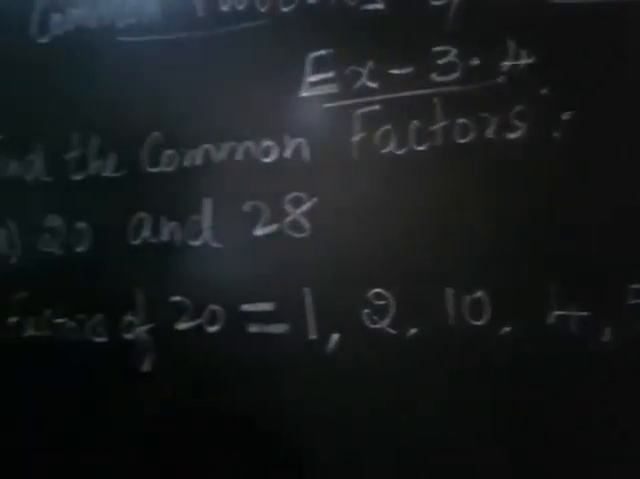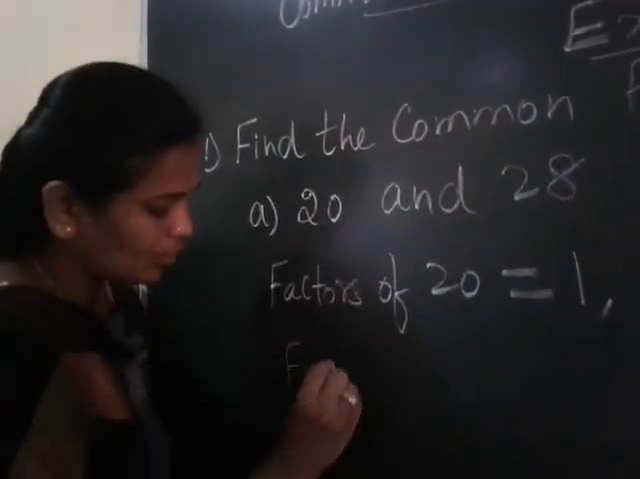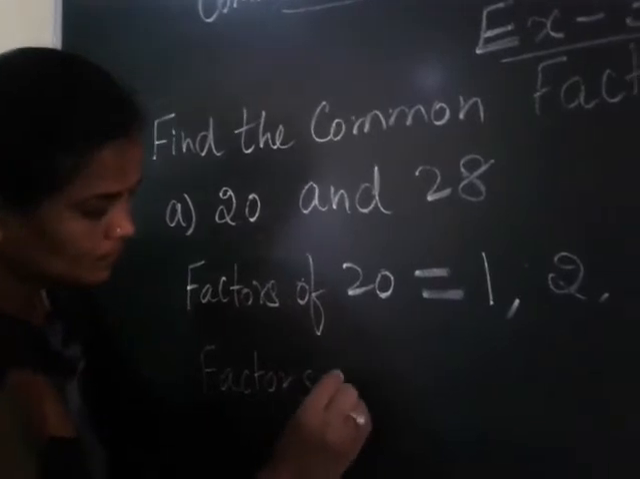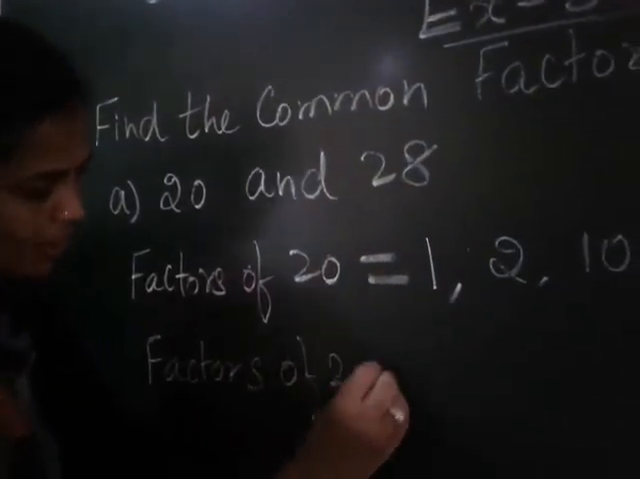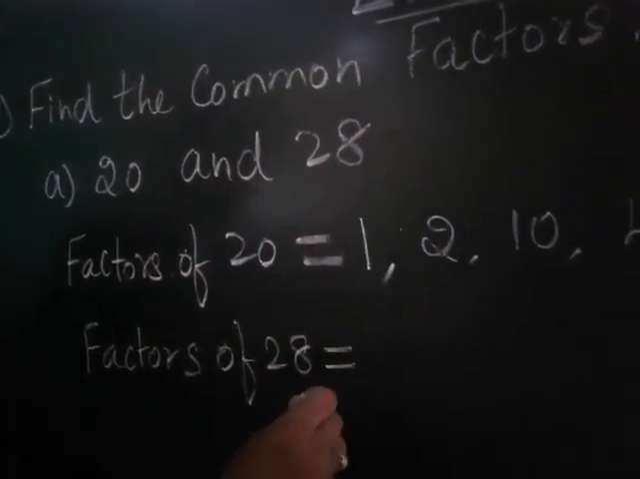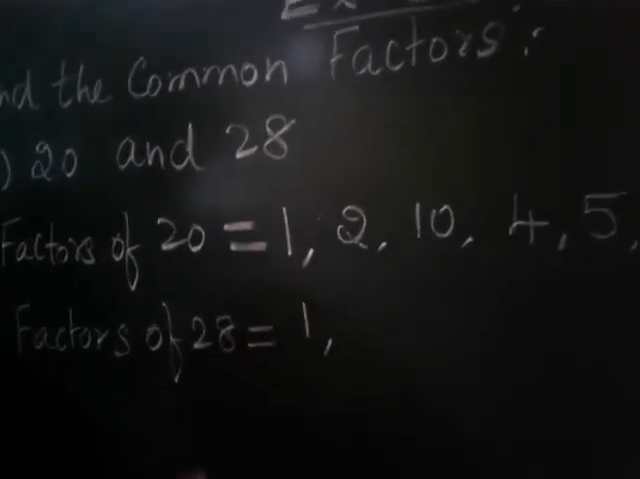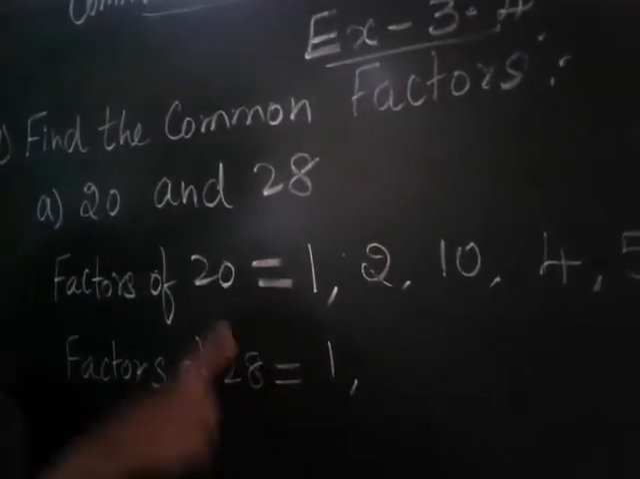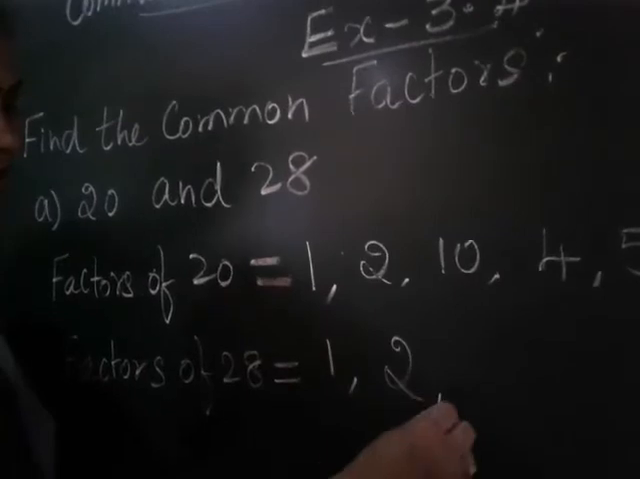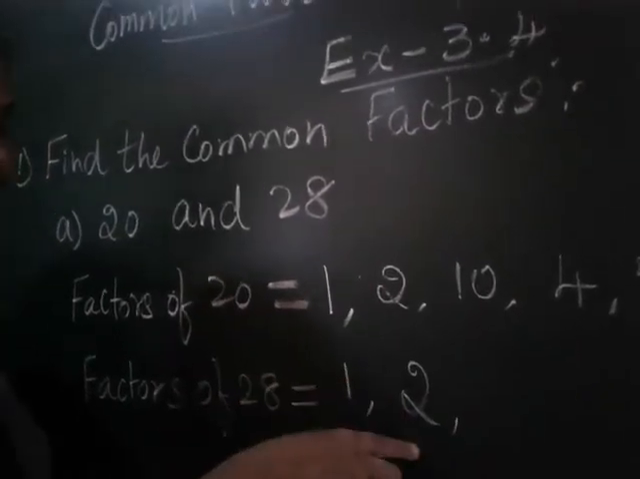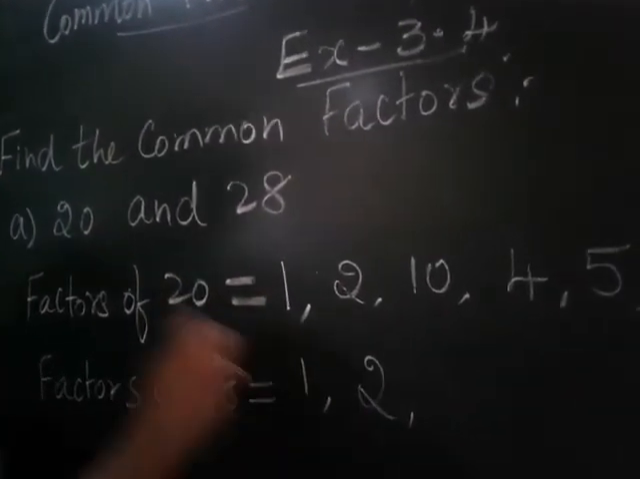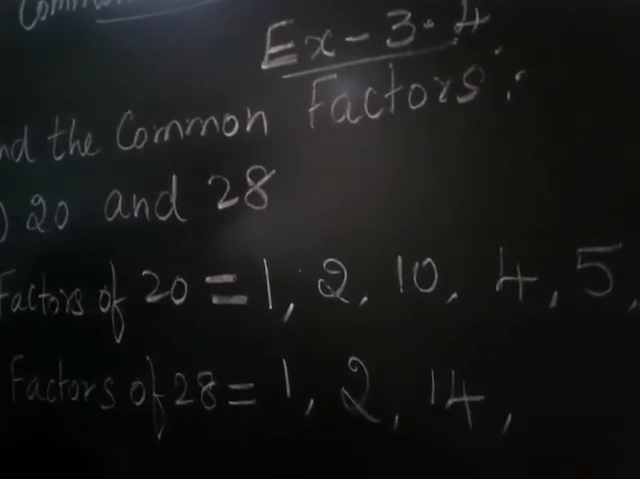Okay, now the next is the factors of 28. Factors of 28. 1 is the factor for every number. 28 is an even number, so 2 must be a factor. Then with 2, you have to think, 2 how many times is 28? 2 14s are 28. So 14 is also one more factor.